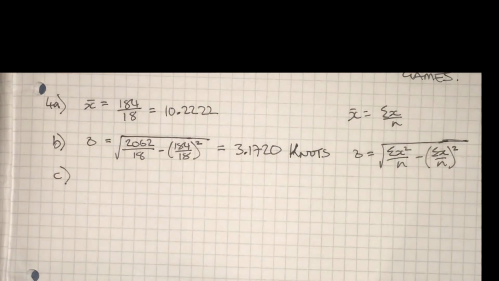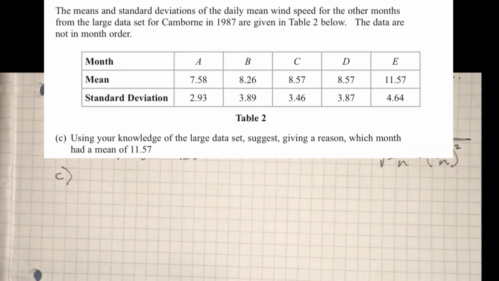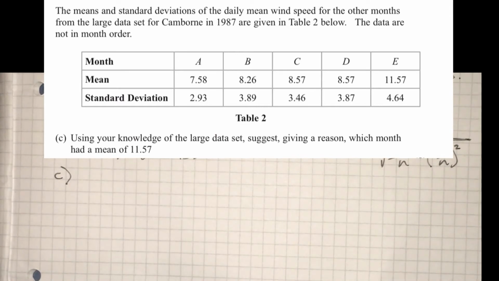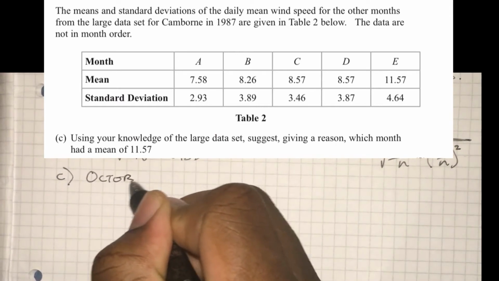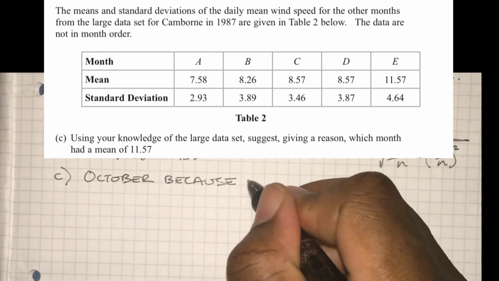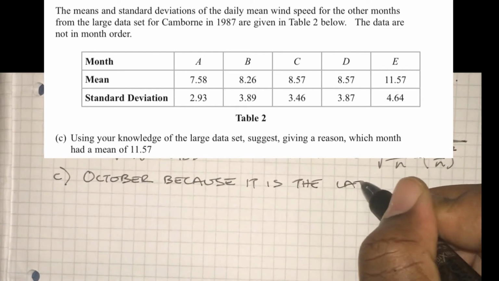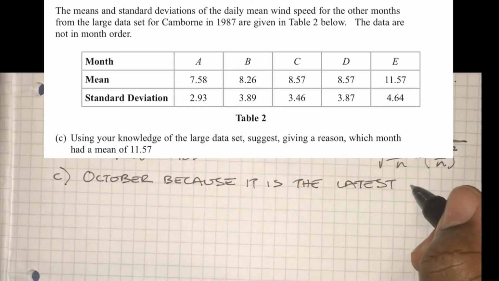So here in part C, we're once again asked to make use of our knowledge of the large data set, and from these 5 labelled months to try and indicate which one or which month from the data set we think will be represented with the mean 11.57. So month E, which month from the data set would it be?